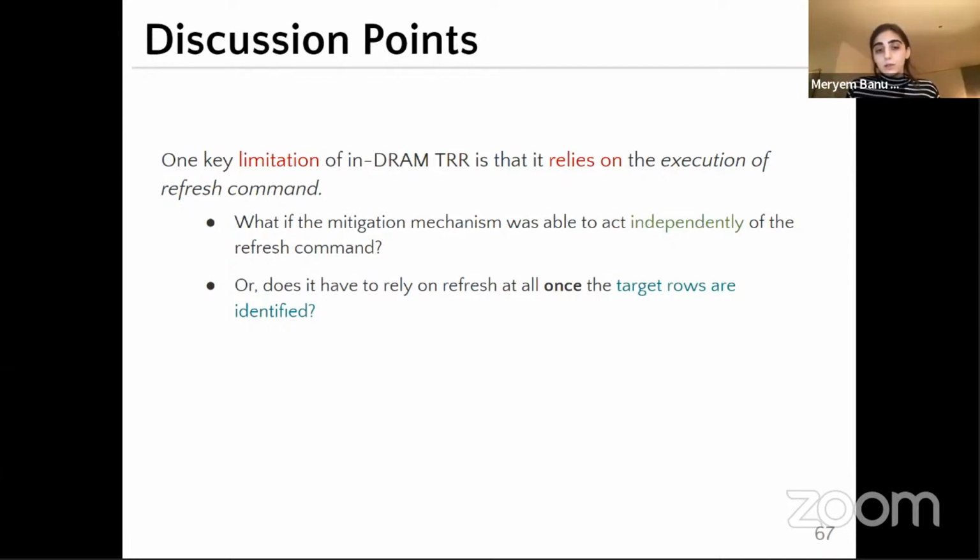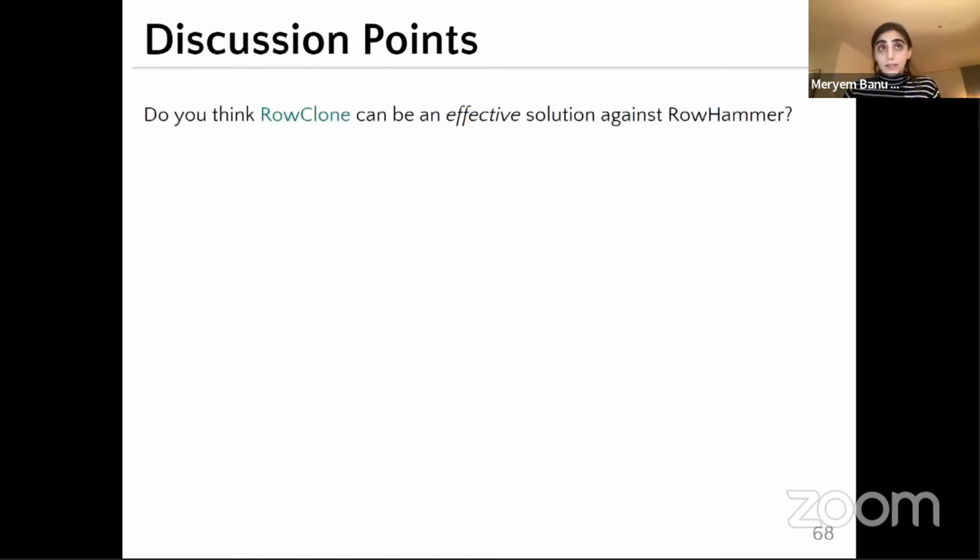But I was saying, okay, we identified these aggressive rows, but why do we have to refresh the victim rows? Can we think of any other mechanism? So I was thinking maybe RowClone can be an effective solution against RowHammer. If you remember from the earlier sessions, RowClone is a fast mechanism to copy rows within DRAM. So I was thinking about something like that.